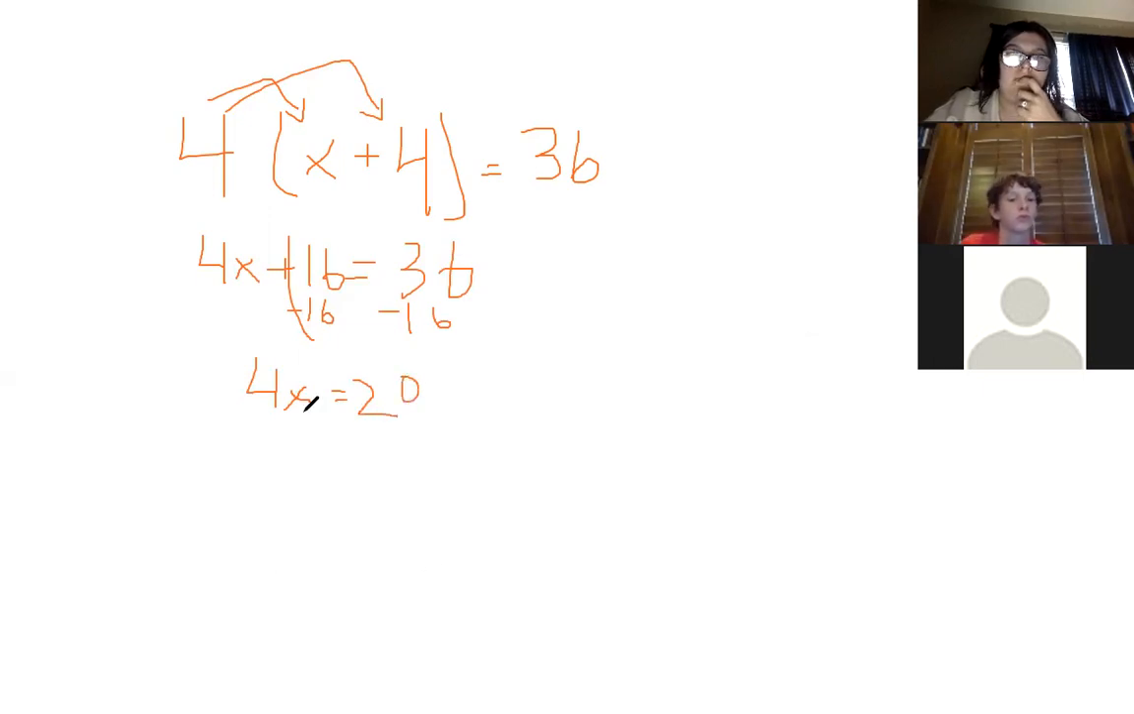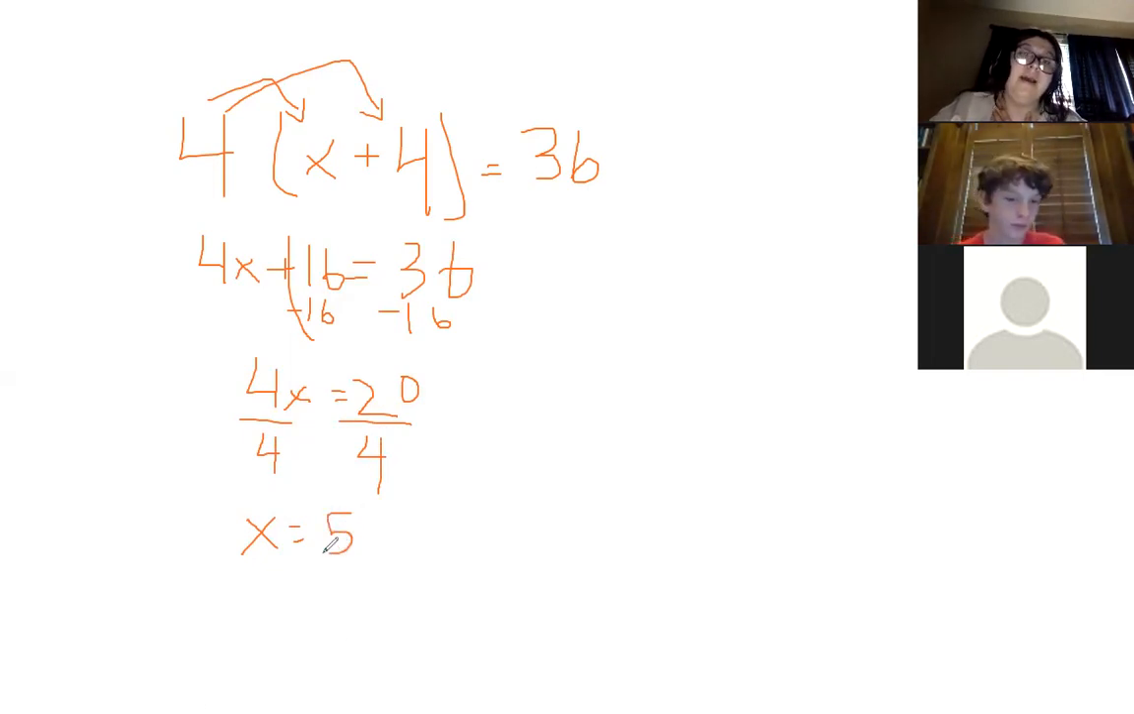4x divided by 4 and 20 divided by 4. Good. And what do you get when you divide 4x by 4? 1x. 1x or just x, either way. Means the same thing. And then 20 divided by 4 is what, Rosie? 5. Positive or negative? Positive. They're both positives. They have the same sign, so they stay positive.